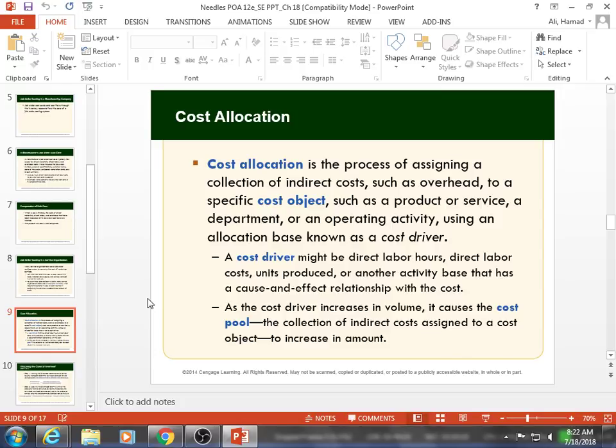So you identify drivers, and then you allocate those indirect costs to those drivers. And we said drivers mean what drives cost, such as indirect material and indirect labor.